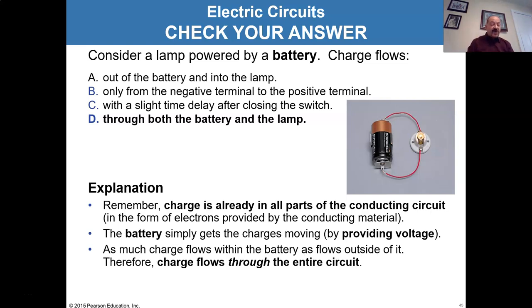As much as the charge flows within the battery, whatever's flowing into the battery is also flowing out of the battery. It's just a constant flow. So charge flows through the entire circuit, and all of the charges are all flowing at the same time around this circuit.